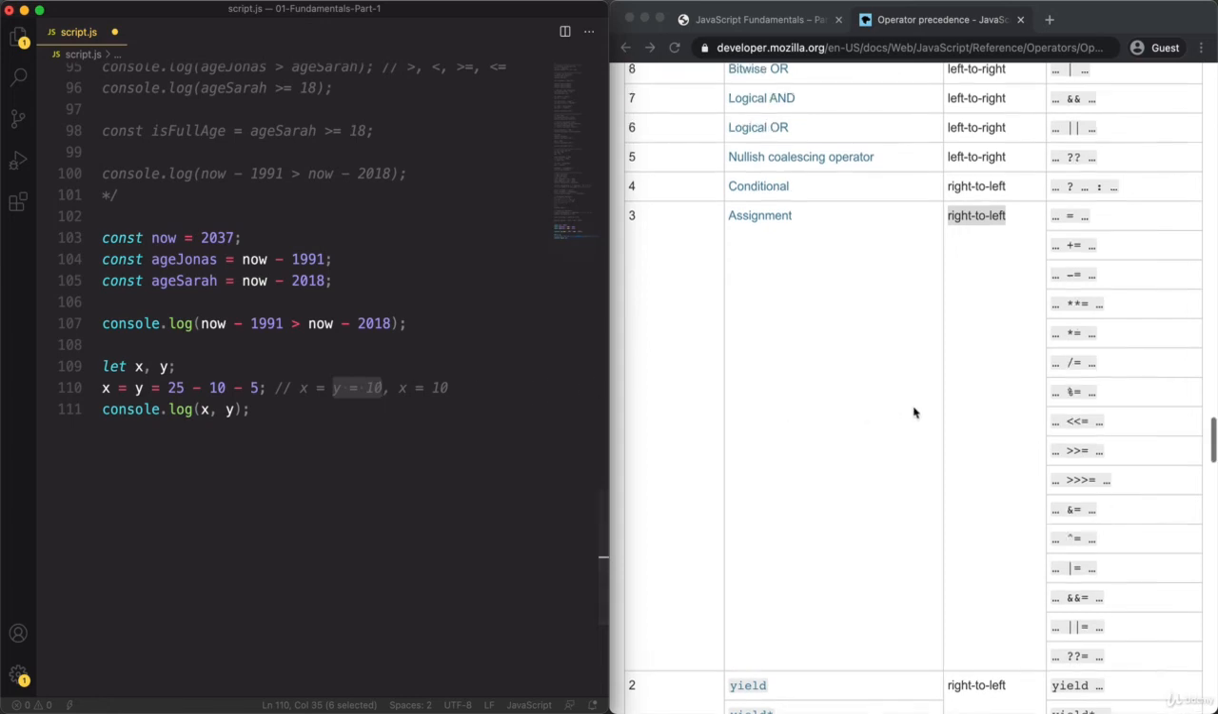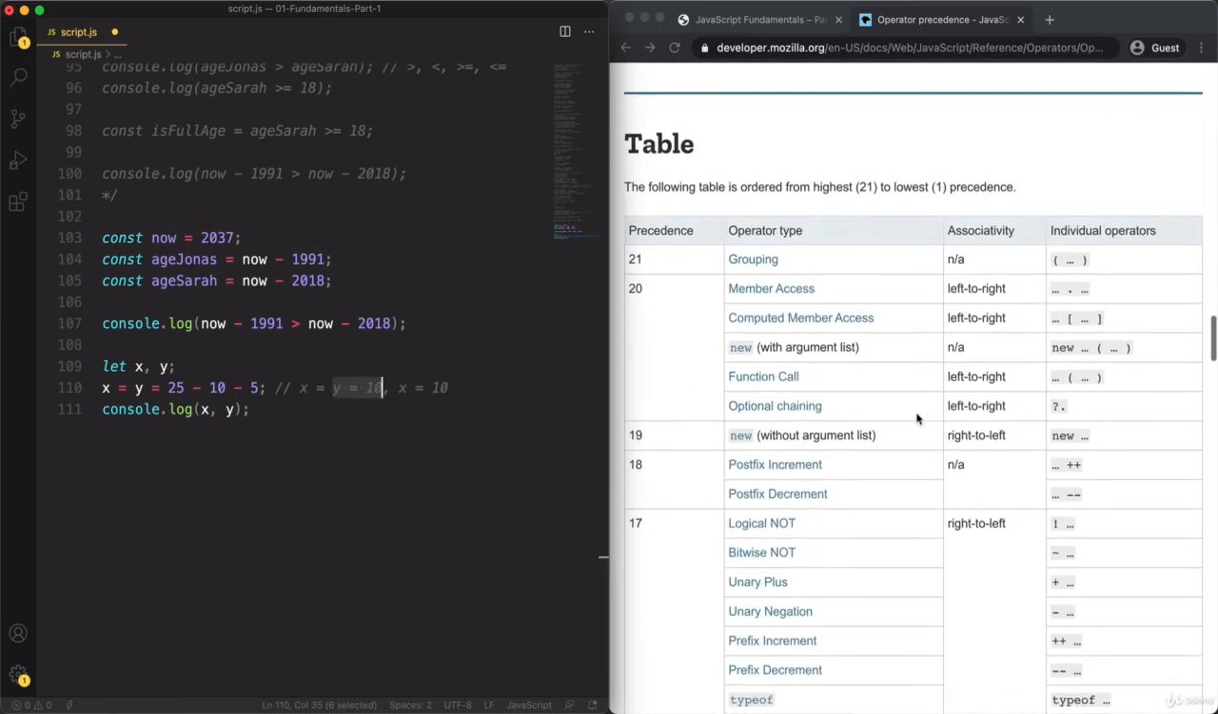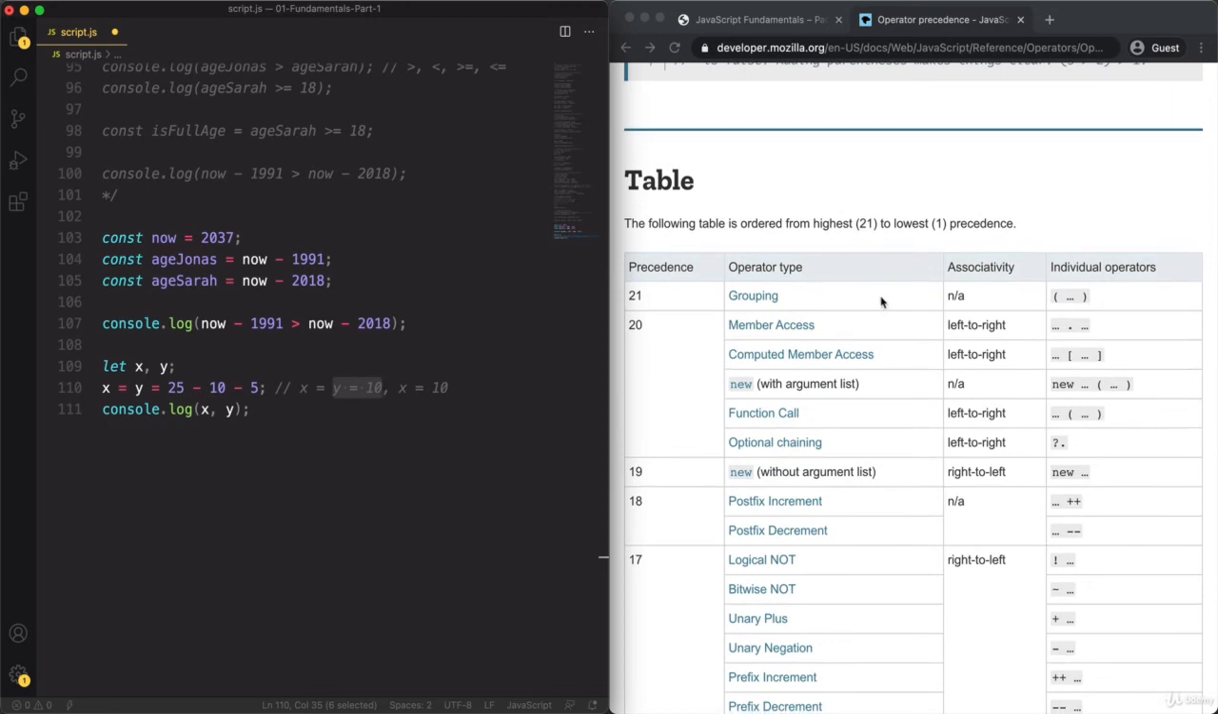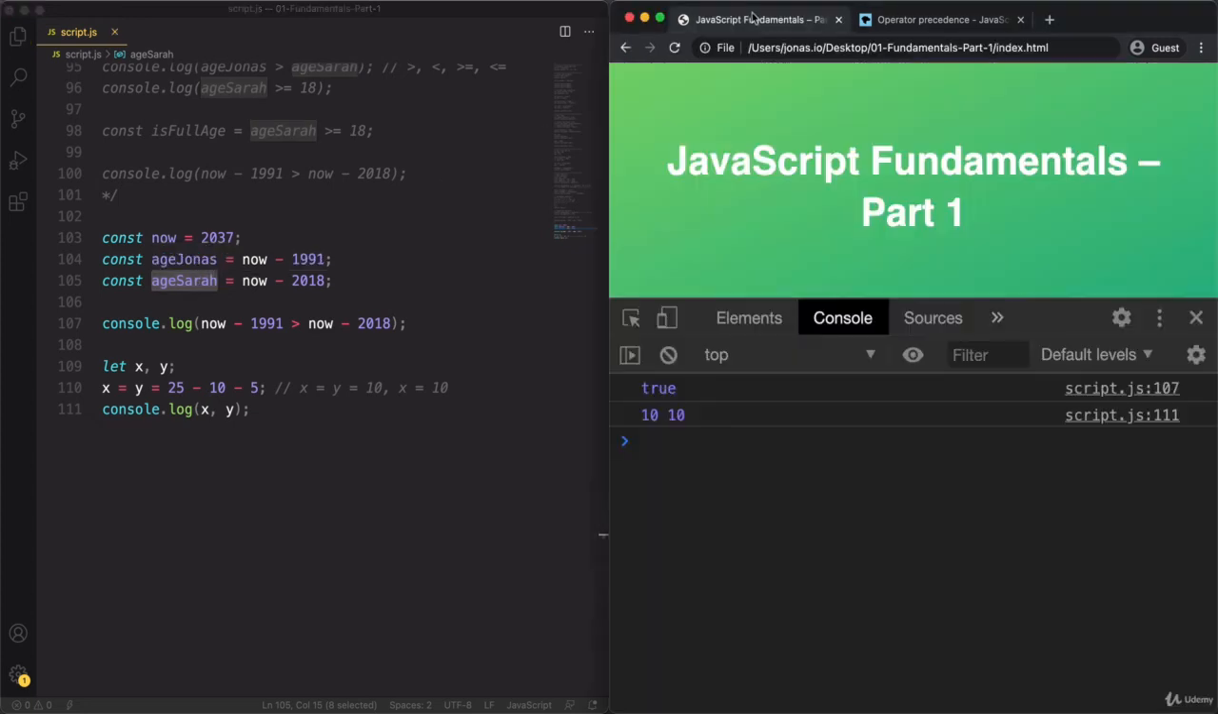And now to finish, let's just check out the one with the highest precedence, which is this grouping. So basically using parentheses. And that actually works just like in mathematics, where operations within parentheses are also executed first. So I hope you remember that from school. And a great example is to calculate the average of two values. So we have age Jonas and age Sarah. And so let's calculate the average age of these two people.